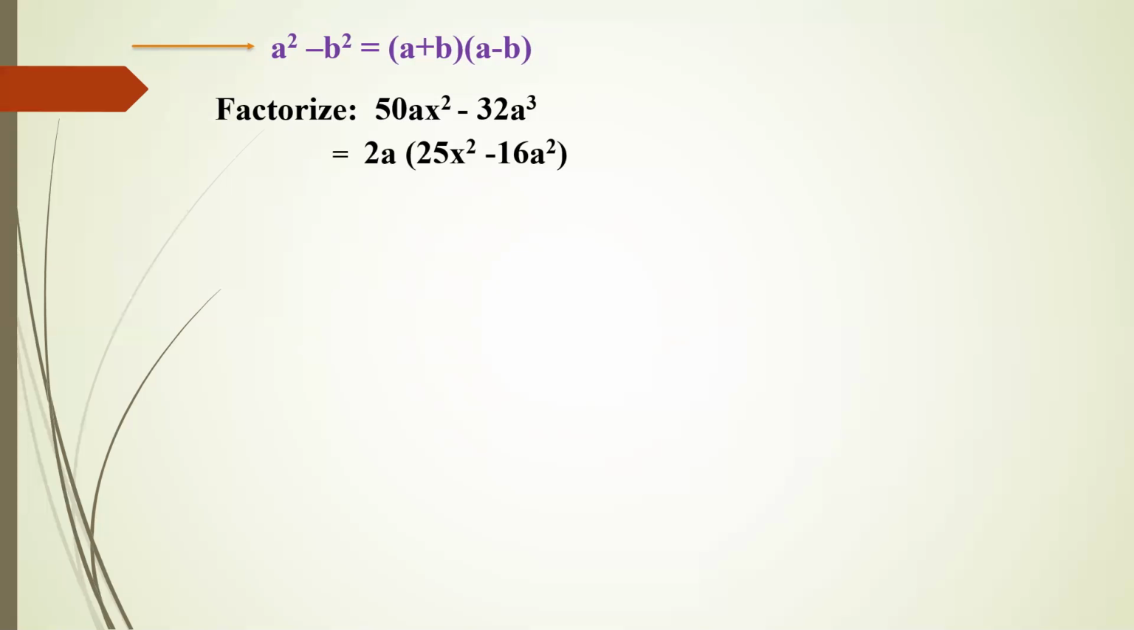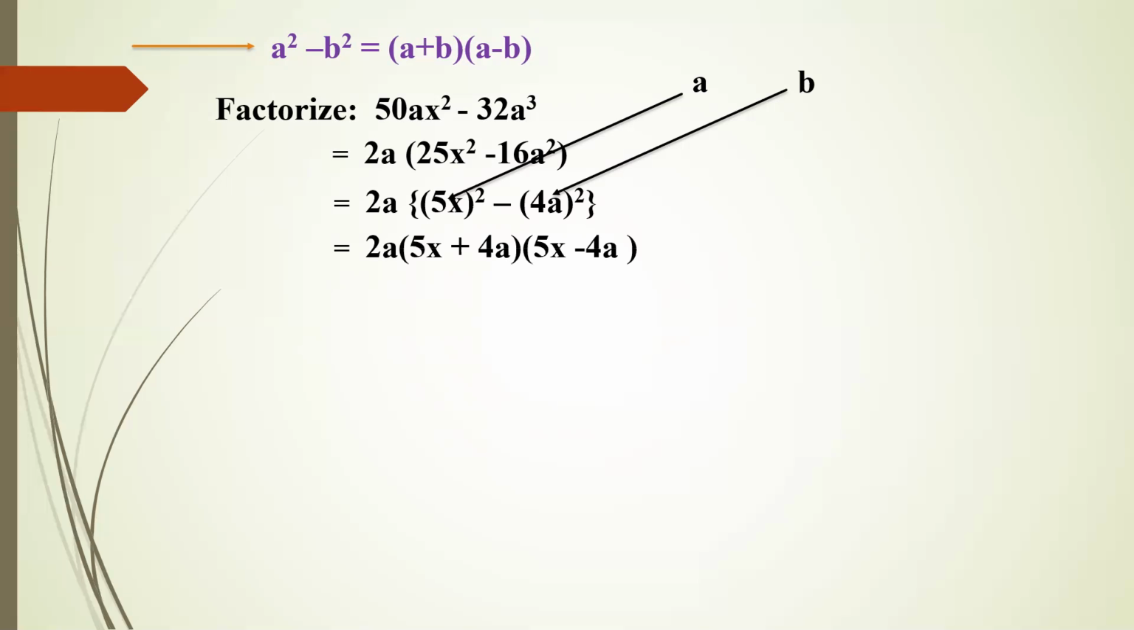Now, this is in the form of a square minus b square. So we can do it like this. 2a times 5x whole square gives you 25x square. 4a whole square gives you 16a square. So it is in the form of a square minus b square, right? So let's consider this as a, and let's consider this as b. Okay, and compare with a square minus b square. Then we'll get 2a times 5x plus 4a, 5x minus 4a. 5x plus 4a means a plus b. 5x minus 4a means a minus b. Okay.